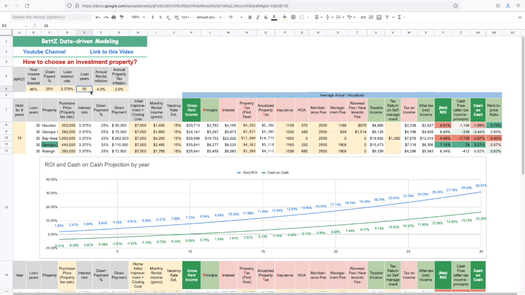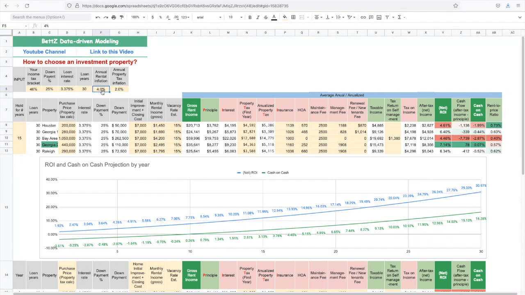The next two inputs are a little bit interesting, and I don't think many people think about them. One is the annual rental inflation rate. We use this as an estimation to calculate our annualized rental income, not just the first year.